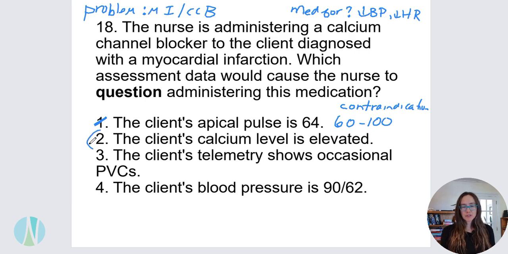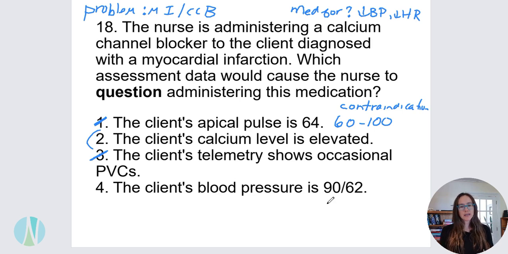The client's telemetry shows occasional PVCs. All right, so these are premature ventricular contractions. So is this going to make their PVCs worse? Does it cause more of a dysrhythmia? I would say not typically. If you give a cardiac med, we're trying to help them with their cardiac issues. So it would be rare that it would actually cause more of a dysrhythmia. And if you know what PVCs are, they're just skipped heartbeats or they feel like heart palpitations.